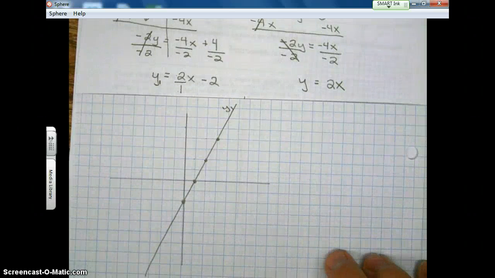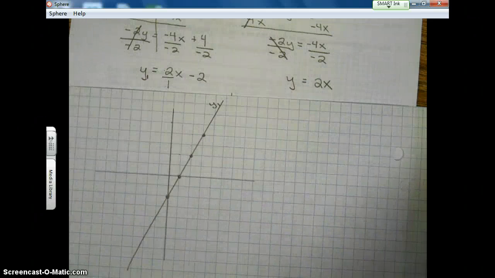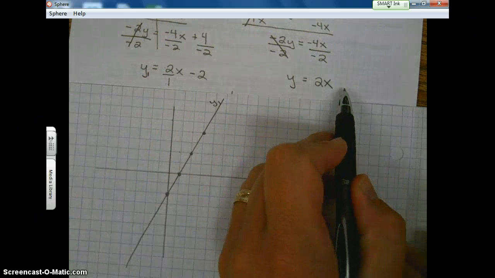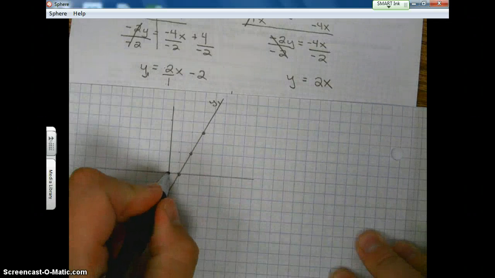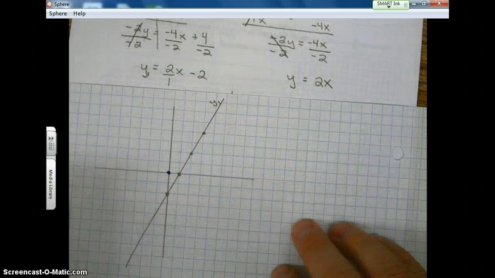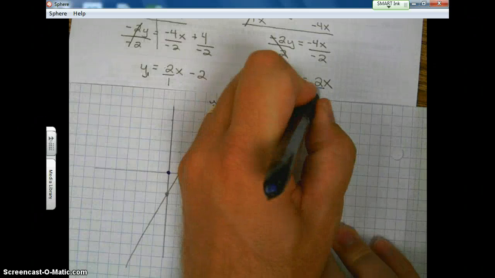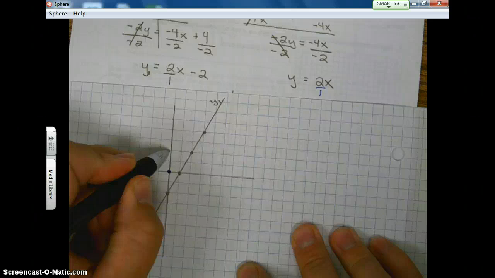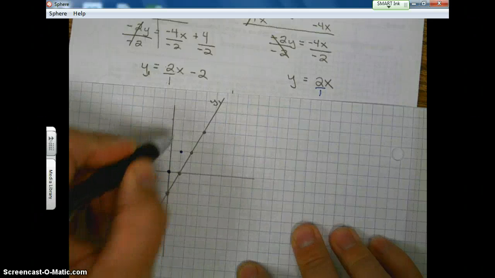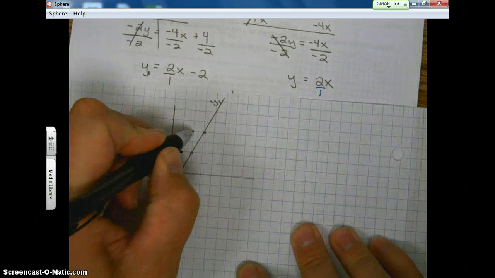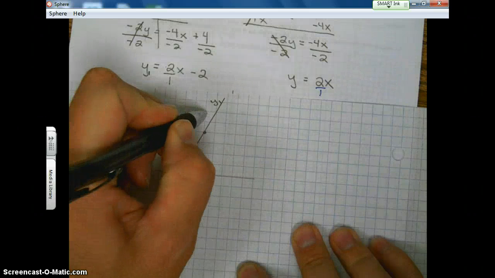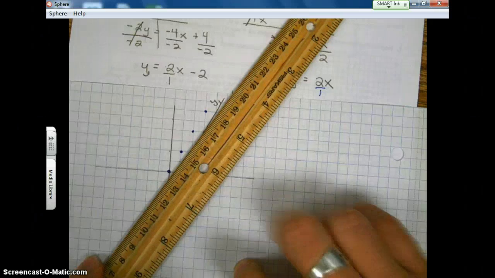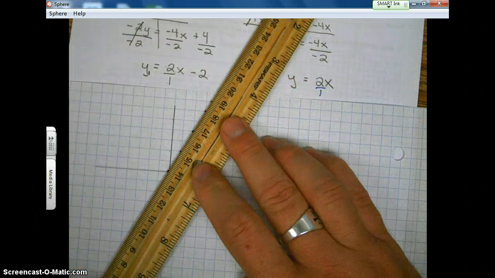Okay, let's graph the other one now. So the other one has a y-intercept of 0. So 0 is our starting point. Our slope is 2 over 1. So from our starting point, we rise 2, we run 1. We rise 2, we run 1. We rise 2, we run positive 1. Okay, let's take a look at this one.